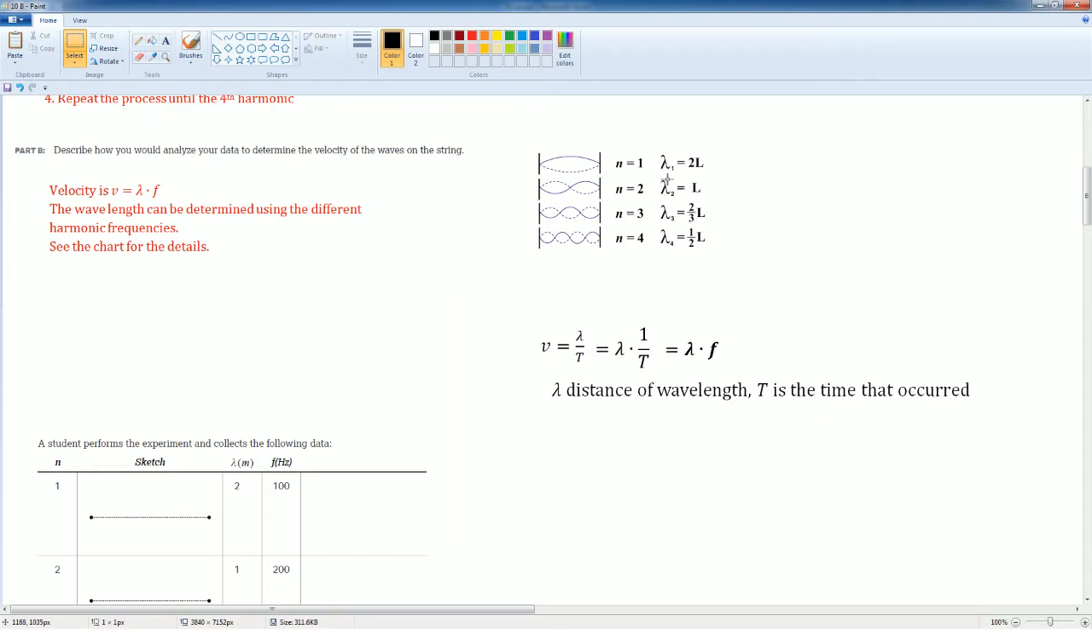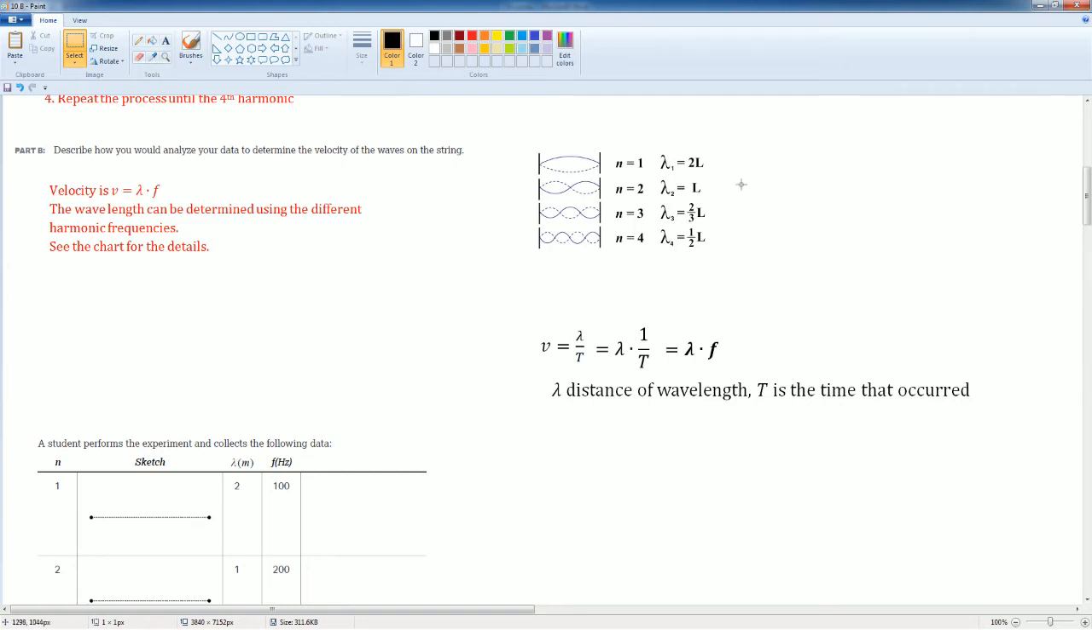So here you can see that lambda just equals 2L. Wavelength 2 is equal to L. Lambda 3 is equal to 2/3 of L, and lambda 4 equals 1/2 of L. Because remember, this entire thing here is going to be L.